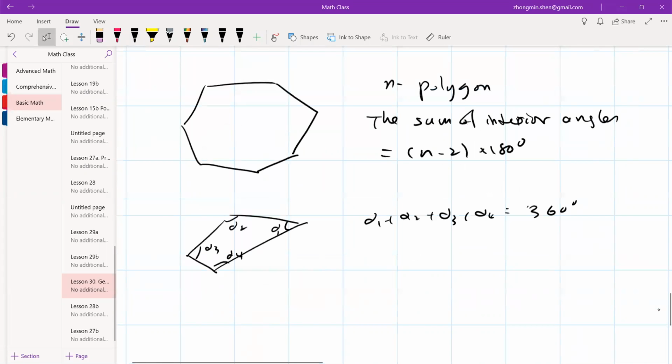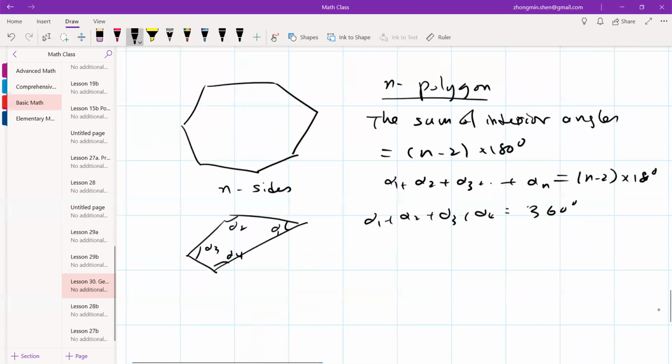Question. Yes. If n is the polygon, how do you do a polygon when n is 2? Oh, n is not the polygon. It's called an n polygon, meaning a polygon with n sides. So then you have n interior angles, alpha 1 plus alpha 2, alpha 3, all the way to alpha n. This is going to be n minus 2 times 180 degrees. So in particular, when it has 4 sides, then 4 minus 2 times 180 degrees is 360 degrees.